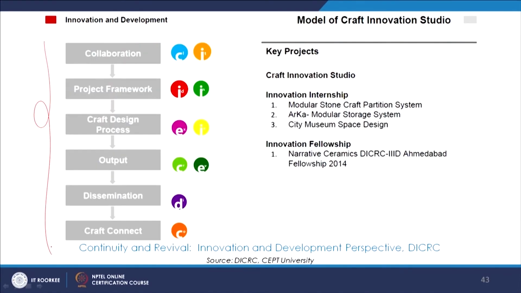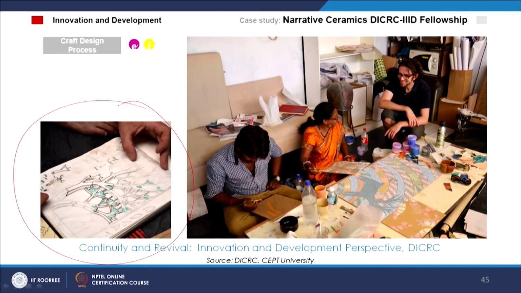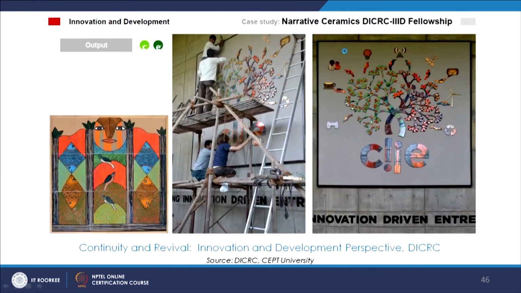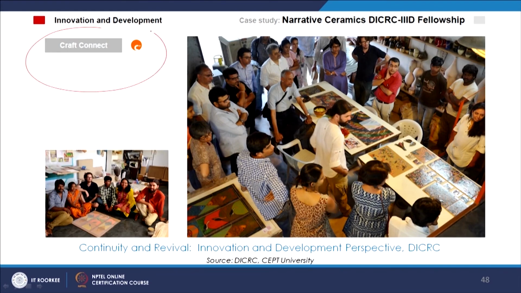So again, for their innovation and development, they also have this craft innovation studio, and then again they follow a certain step by step process and a system. So collaboration, project framework, craft design process, output, dissemination, and eventually the craft connecting different craft persons and different stakeholders. So again, we see here the kind of material or a project is identified, different collaborators are identified, they come together, they establish some interesting craft design processes, people working together, different stakeholders, certain kind of output is developed, and then it is disseminated. And then eventually there is a connect which is established, and this whole team has a sort of a network.